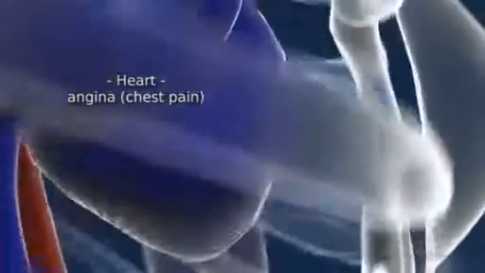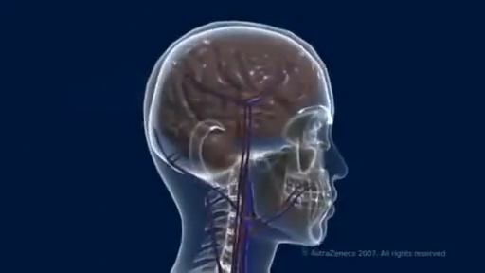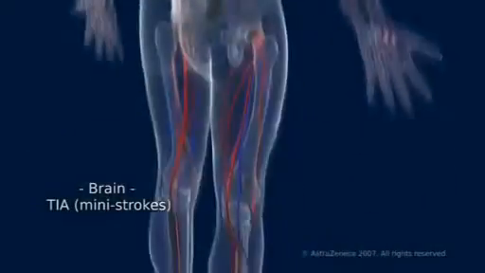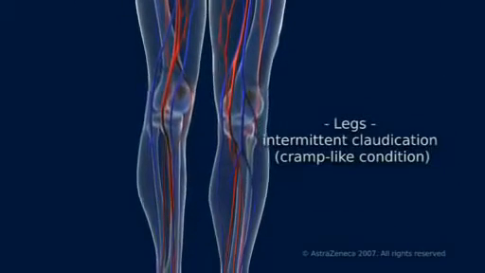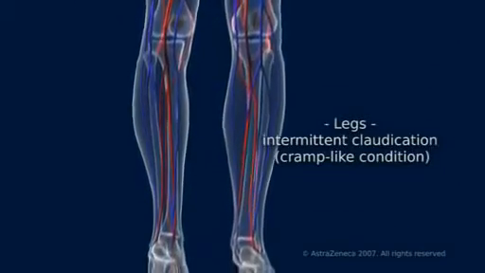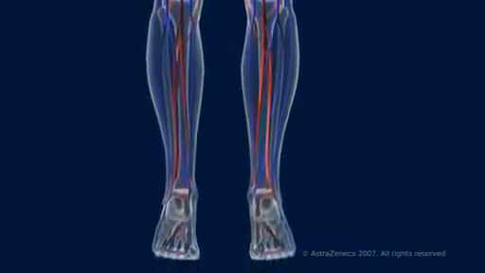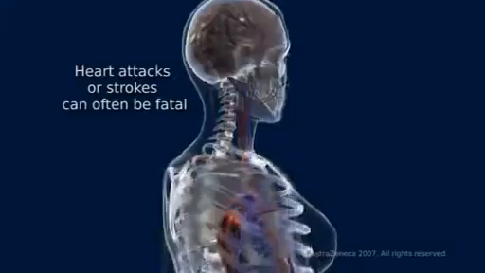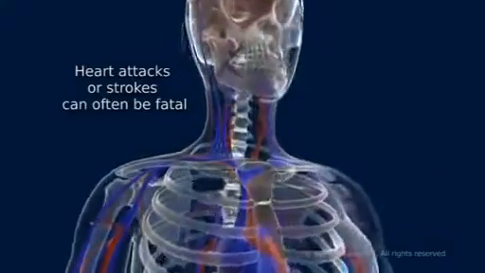In the heart, it can manifest as chest pains, angina. In the brain, as a type of mini-stroke called transient ischemic attacks. And in the legs, as a cramp-like condition called intermittent claudication, which can result in amputation of the limb. If a plaque ruptures, the resulting blood clot may block the artery and cause a heart attack or a stroke, which can often be fatal.